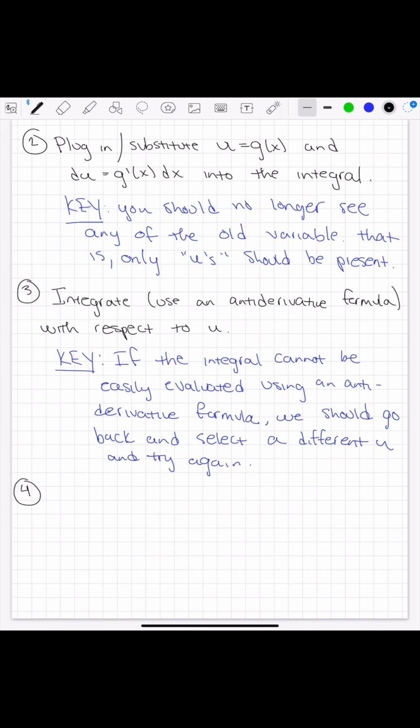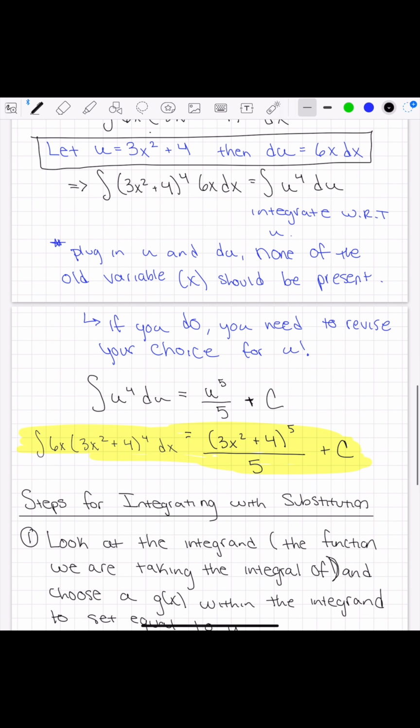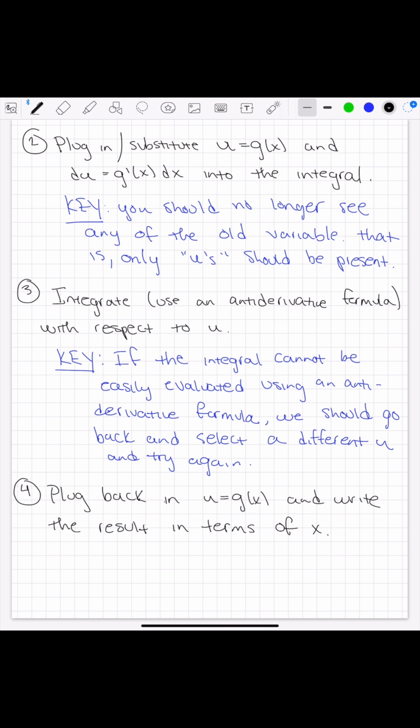The whole point of U-substitution is that we're simplifying the integral to be able to use an antiderivative formula. So the last step is to plug back. After you do the antiderivative formula with respect to u, you plug back in u equals g of x and write the result in terms of x. Because we were asked a problem in terms of x, we need to give a solution also in terms of x. Okay, I'll do another video doing some more examples.